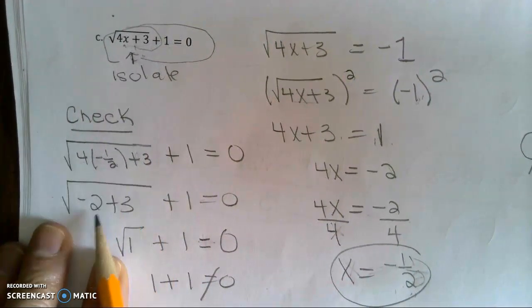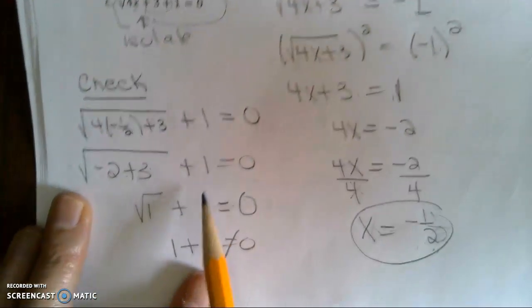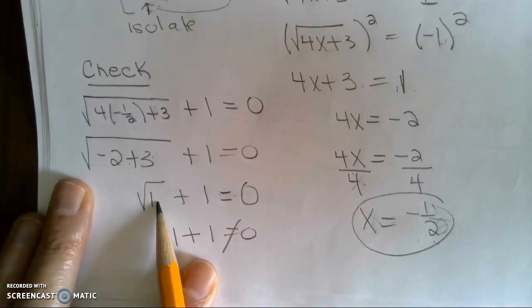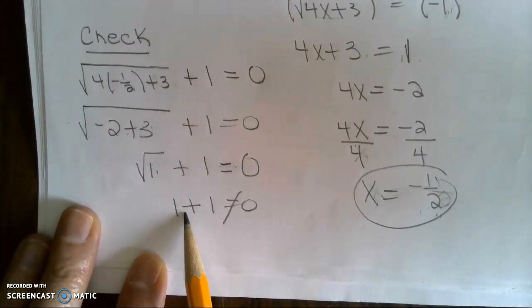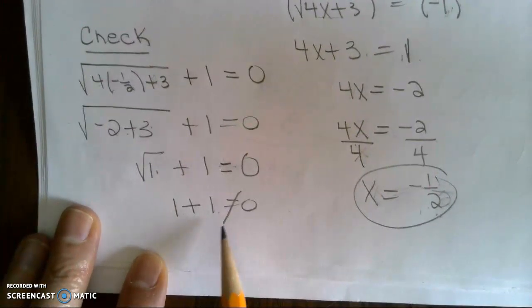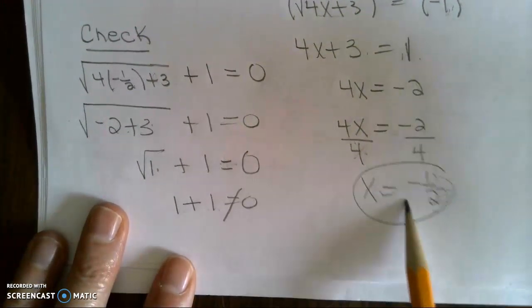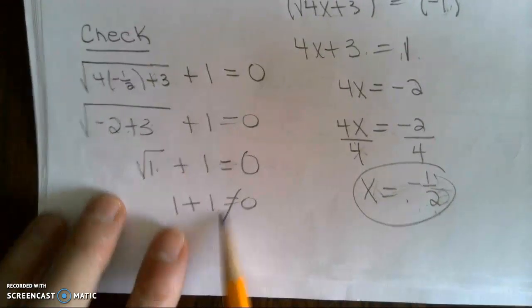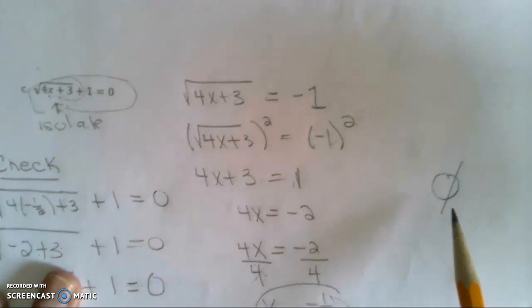4 times negative 1/2 is negative 2, plus 3 is inside the radical. That simplifies to 1. Square root of 1 is 1, and 1 plus 1 is equal to 2. So that doesn't work. So this is the only result we get, and it's not correct, does not work. So the solution is the empty set.